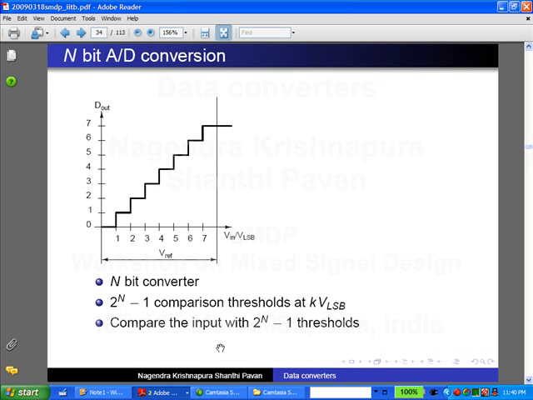Now, how will you implement the A to D? Just by looking at the characteristic, what will I do? For every jump, I have a comparator. I'll see whether it's more or less than that jump, and then decide what the output should be. That gives us the most basic type of A to D converter. Is this fine?